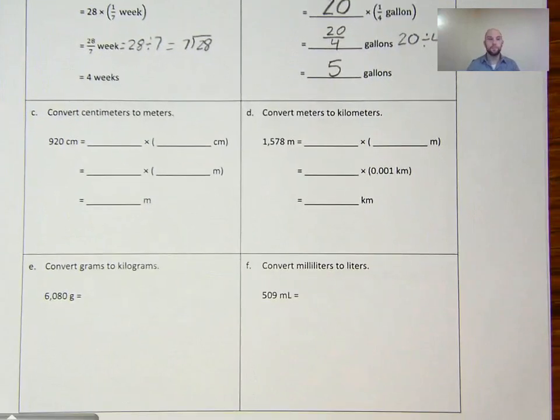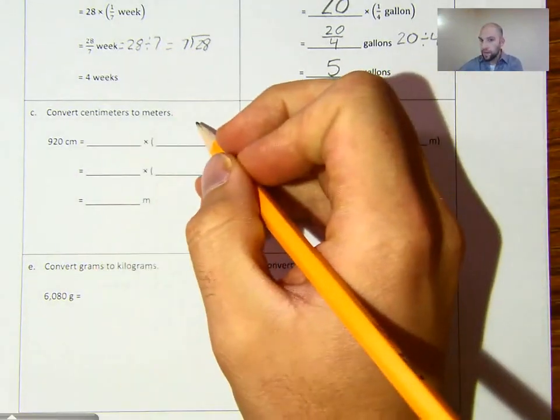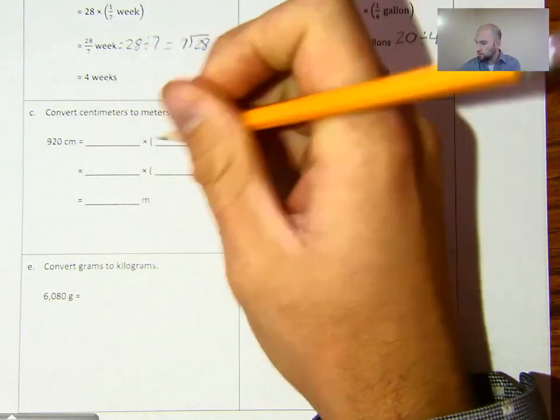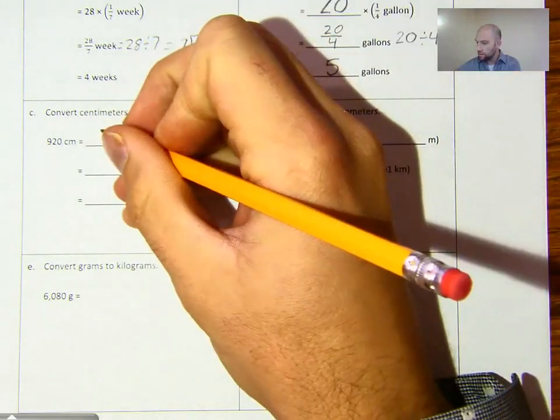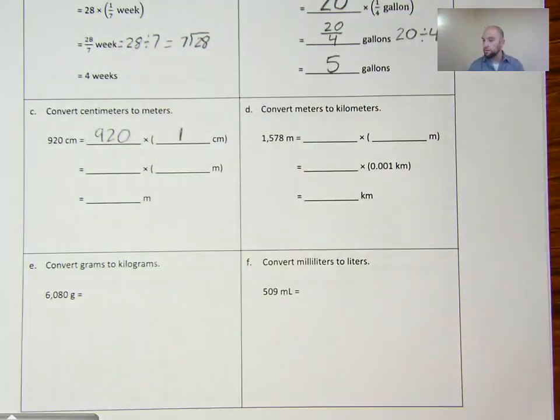Letter C, we are converting centimeters to meters. Again, we're going from centimeters, a small unit of measurement, to meters, which is a larger unit of measurement. And we know that there are 100 centimeters in a meter. The way I always remember that is there's 100 cents in a dollar. There's 100 centimeters in a meter. So we'll have to start by doing 920 times 1 centimeter.